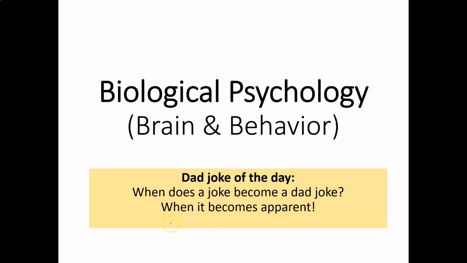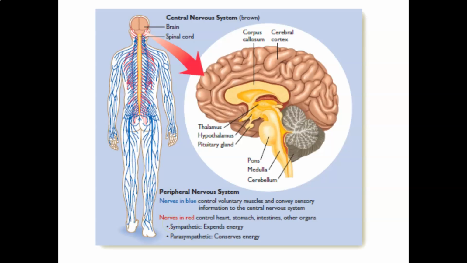All right, let's continue. So largely, the nervous system can be broken up into two major divisions. The first one is the central nervous system, and the second is the peripheral nervous system. So those are the two major divisions of the entire nervous system in our body, and that's what we're going to be focusing on today.